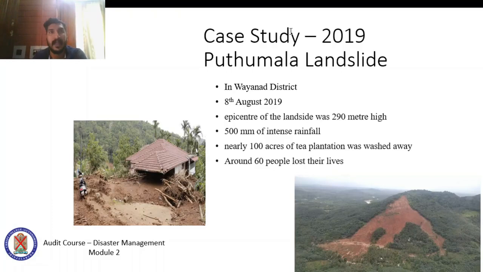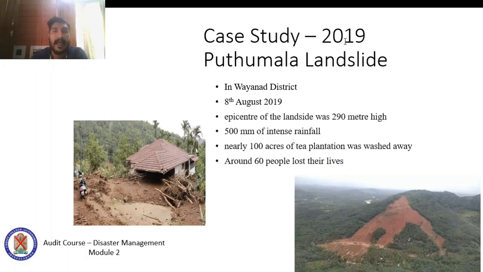The epicenter of the landslide was around 290 meters high on the mountain, which brought down 20 hectares of land, pushing it a distance of about 2 kilometers. The analysis of the rainfall data showed that in just a span of 24 hours before the landslide, the area received a tremendous amount of rainfall, recorded at around 500 millimeters of intense rainfall in that area.